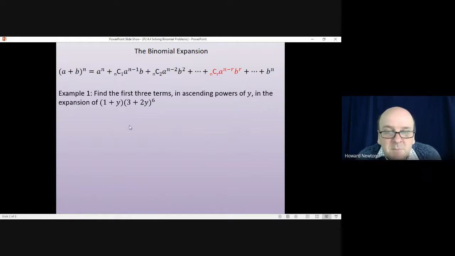Find the first three terms in ascending powers of y in the expansion of (1 plus y) times (3 plus 2y) to the power of 6. The way we're going to do this is expand this second bracket using the binomial expansion, but we won't do the whole of the bracket, we'll just find the first three terms. We're not going to need the others for the answer, so there is no need to work them out. So we'll find the first three terms of the binomial expansion for this, and then we'll have those three terms in a bracket. We'll multiply that by this first bracket and collect everything together.